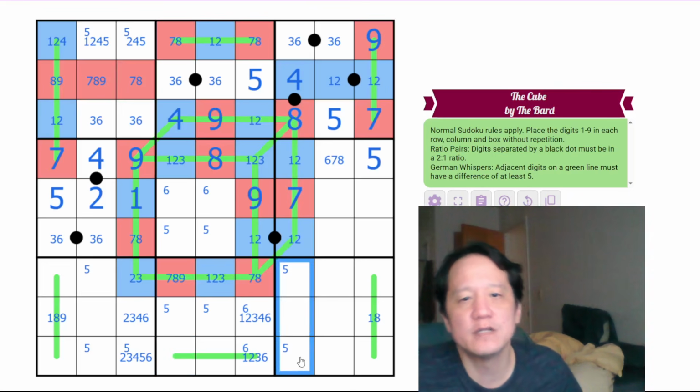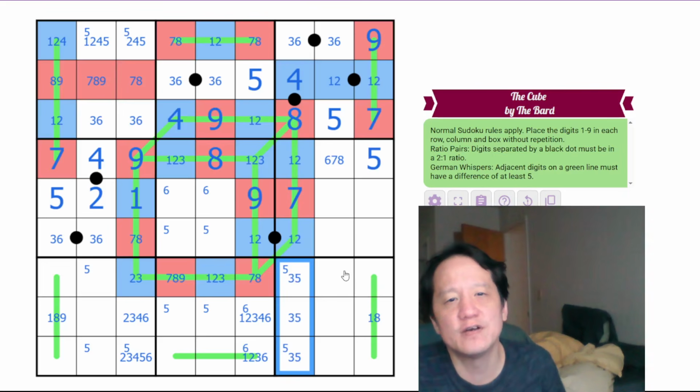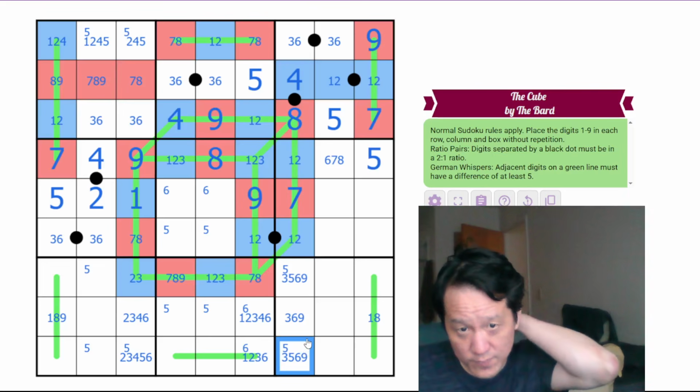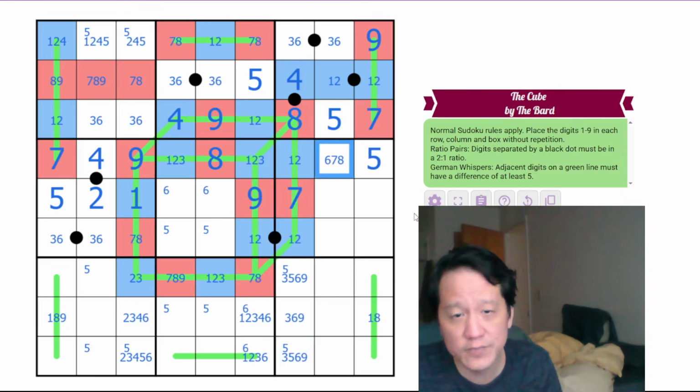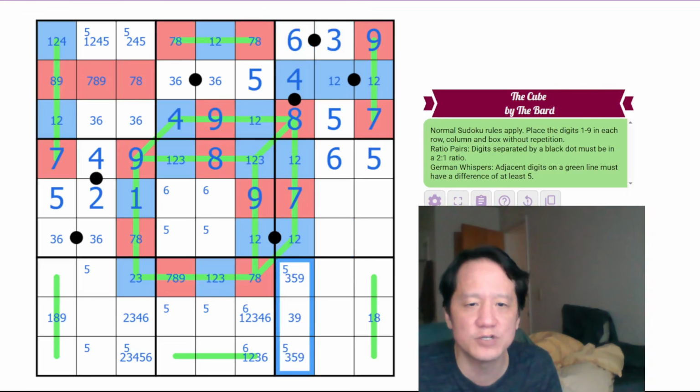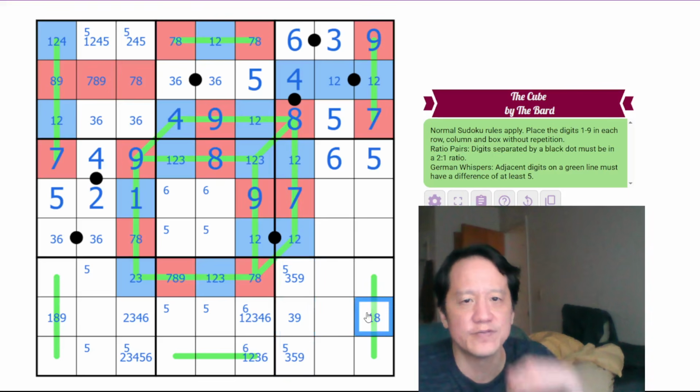Remaining digits in column 6. We have 3, 5, 6, and 9. This can't be 5, though, because of 5 being in one of these digits there. 7 eliminates 7 here. This can't be 7 or 8, so this must be 6. That eliminates 6 here, so it's 3 and 6 there, which eliminates 6 in the rest of the column. So this is 3, 5, 9.